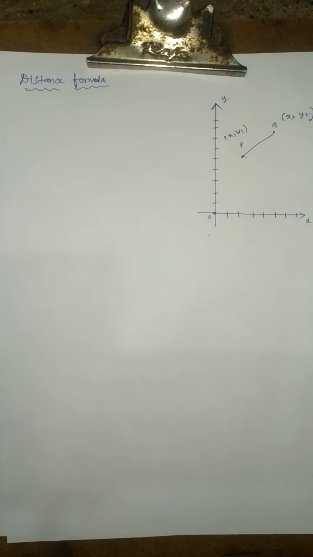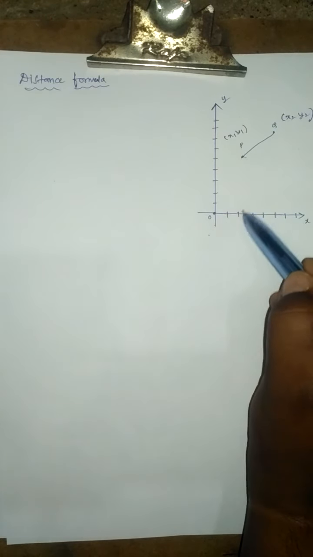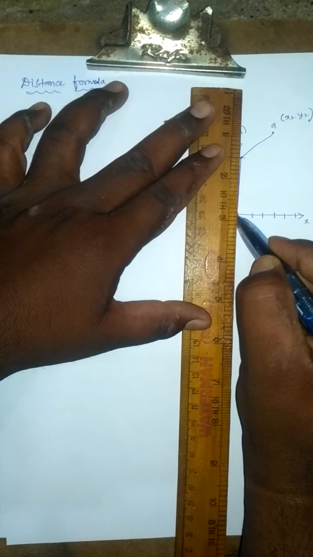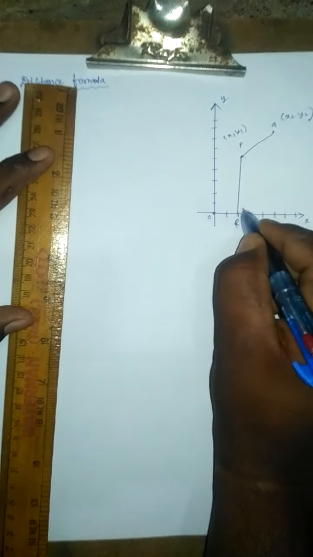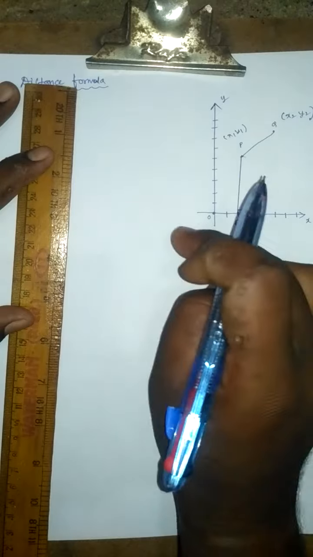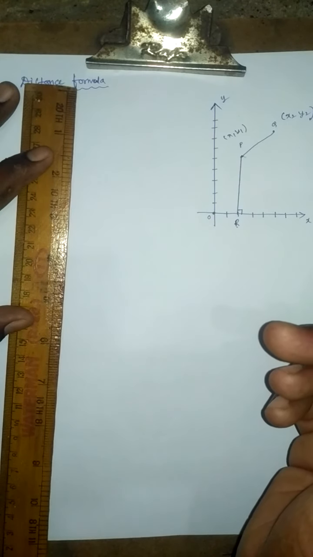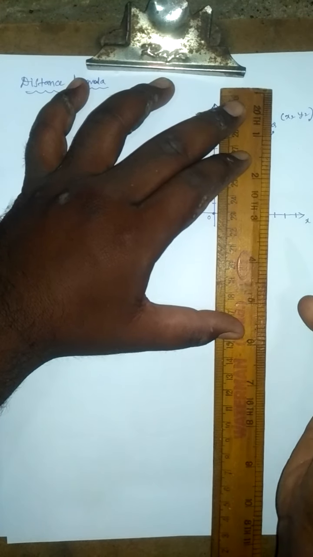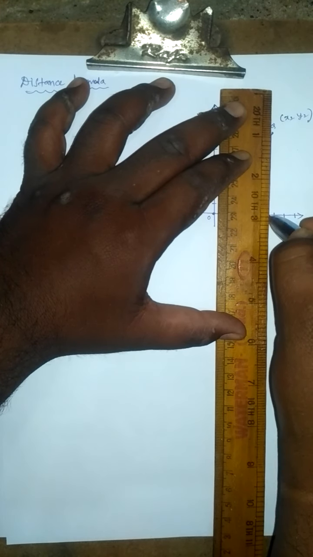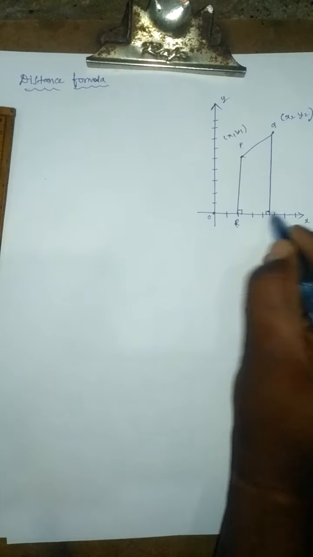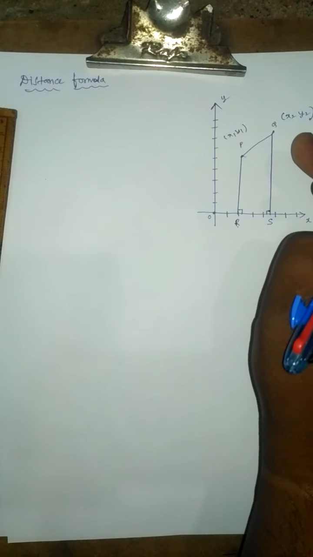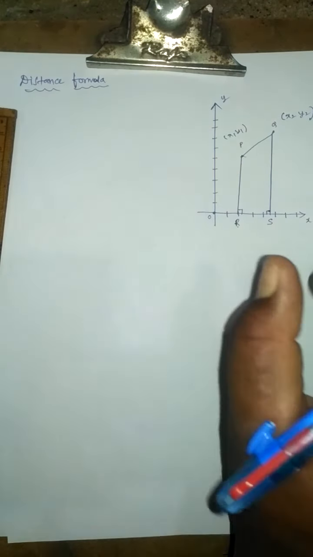Now draw a perpendicular line from P to the x-axis. I am going to name it PR. PR is perpendicular to the x-axis. And one more perpendicular line from the point Q, I am going to join with the x-axis only. Like this we have to join perpendiculars. This one I am going to name as S. PR and QS both are perpendicular to the x-axis.